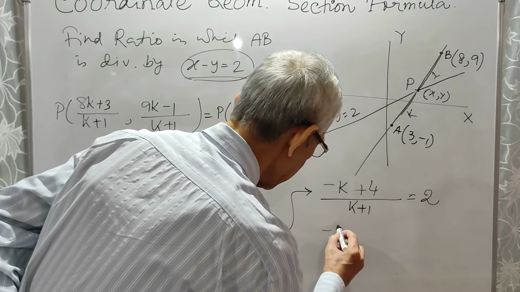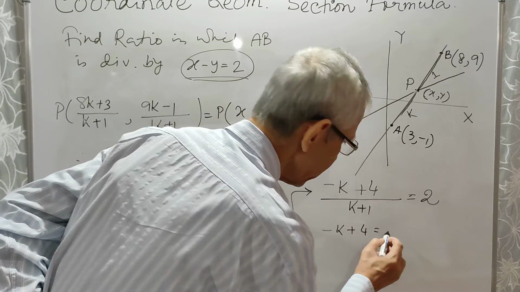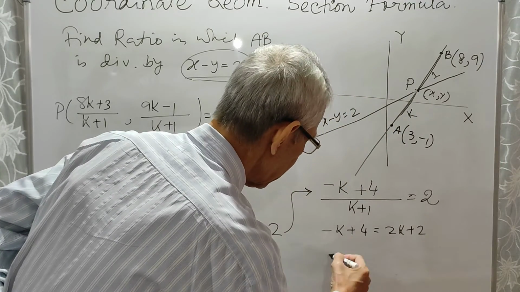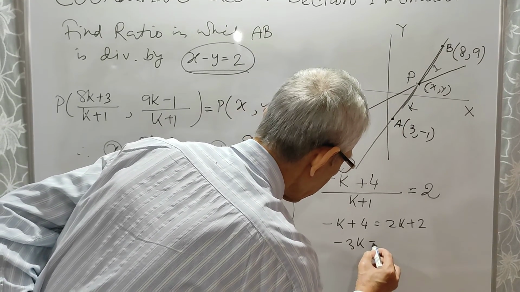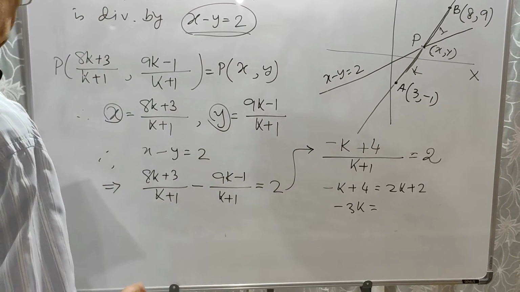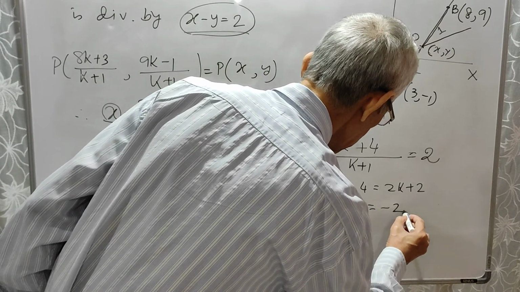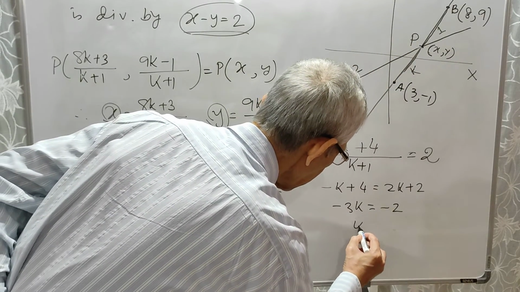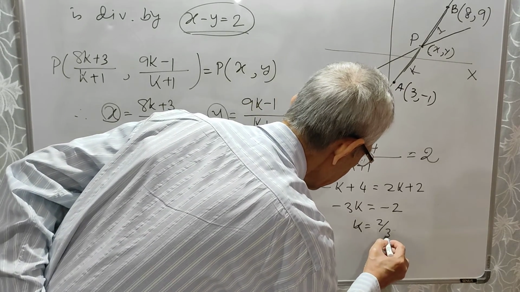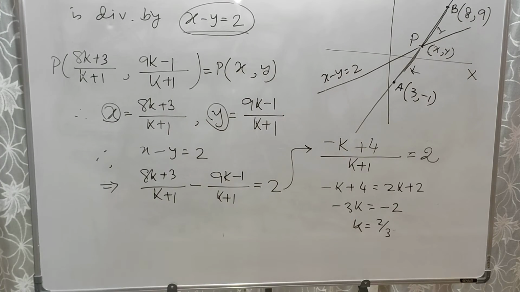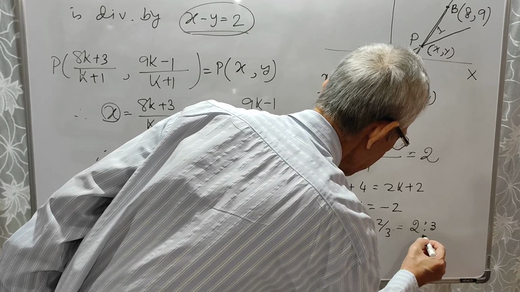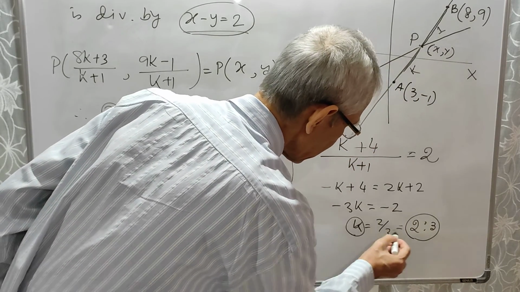Then minus k plus 4 equal to 2k plus 2. Therefore minus 3k equal to minus 2. Therefore k equal to what? What value do you get? 2 by 3. Minus minus cancel, k equal to 2 by 3. 2 by 3, that means 2 is to 3. So this is the answer, k equal to 2 is to 3.